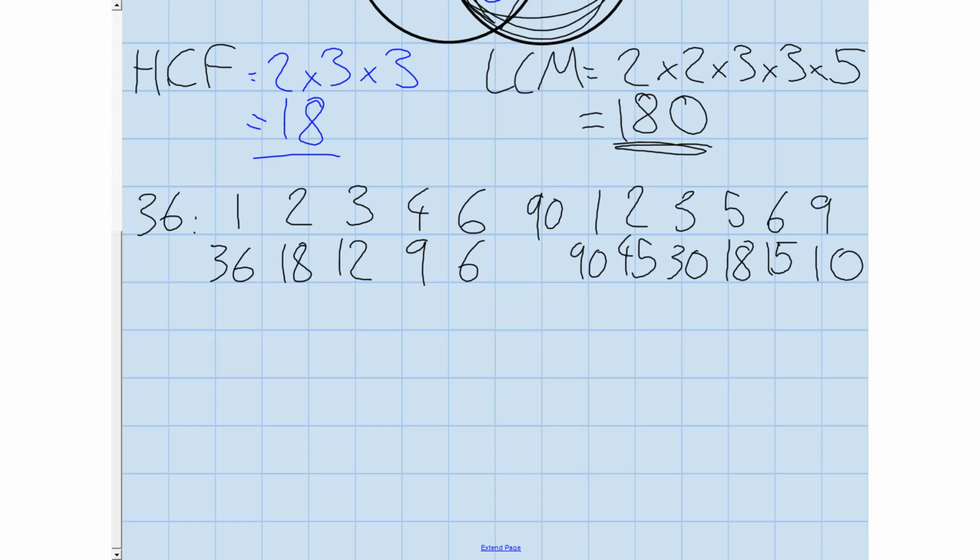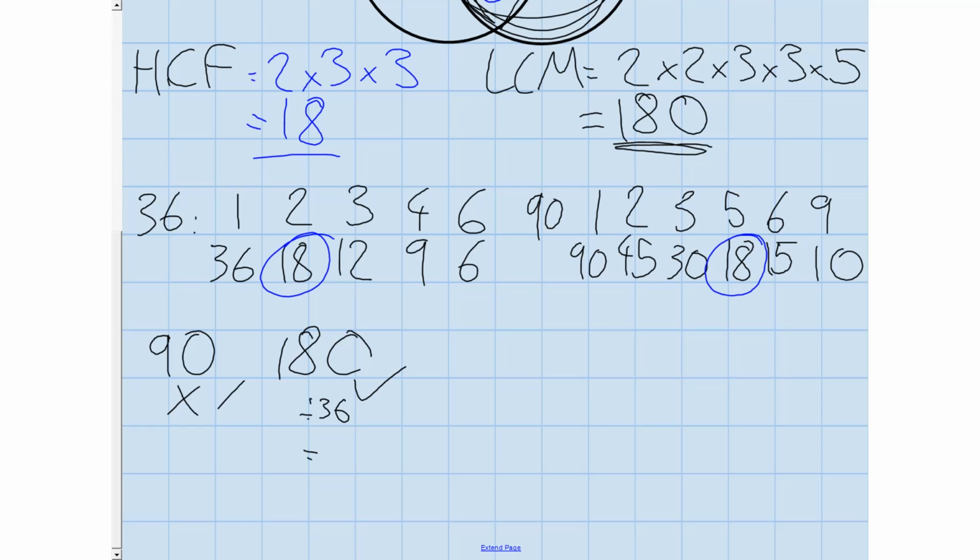Highest common factor, biggest number in both lists, and we can see, yep, it's 18. Then to look for the lowest common multiple, go up in multiples of the larger number. 90, can't divide that by 36. 180, yes, we can divide that by 36, because we get 5.